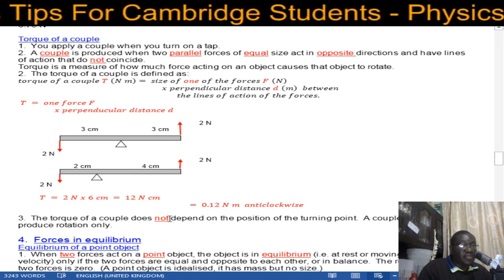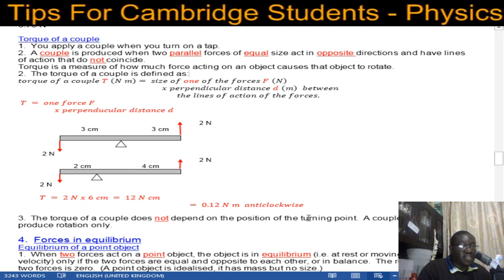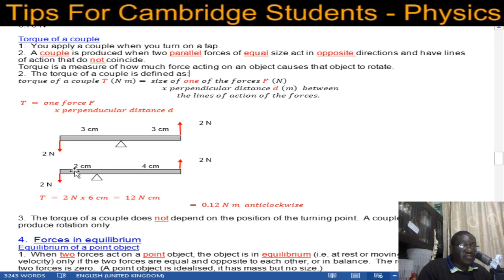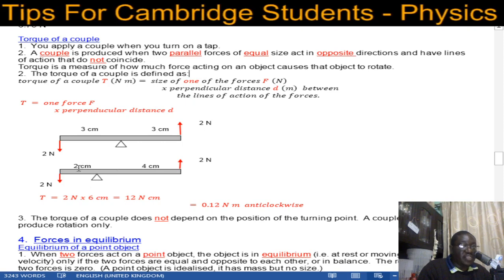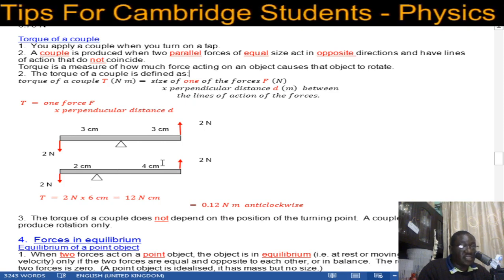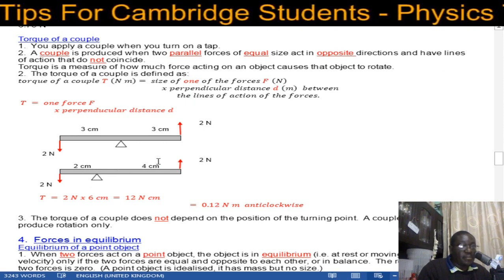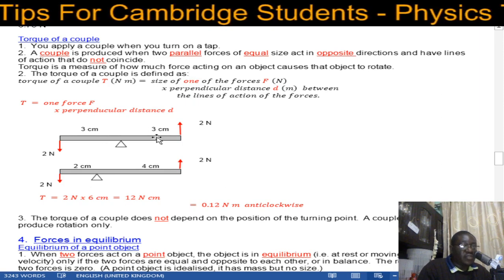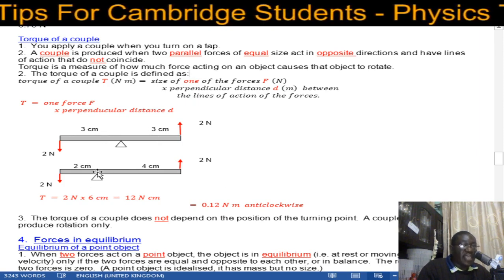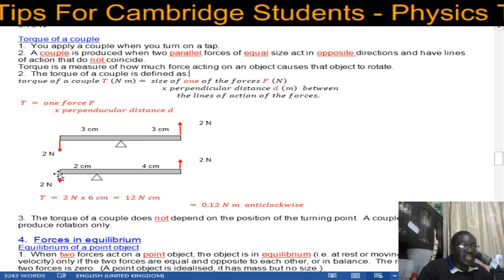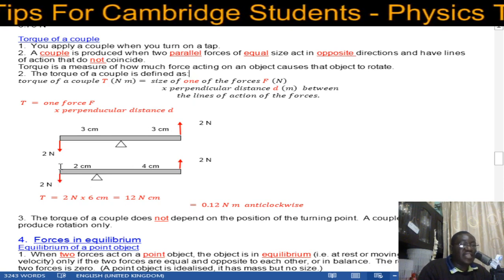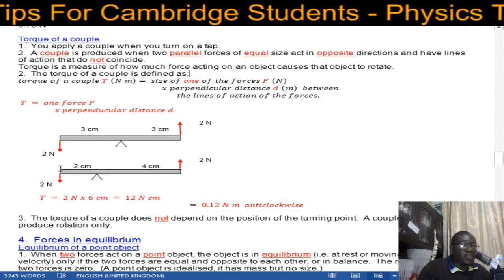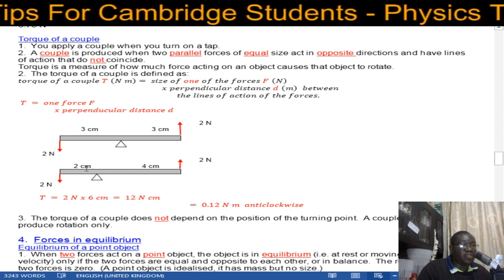A torque of a couple does not depend on the position of the turning point. So as you can see from here, it's still a couple. So it's a couple whether this distance is less than this distance, it's still a couple. Whether this is equal, it's still a couple. But the lines of action must not coincide. Like I'm saying, if we have the 2 Newton force upwards on the same point here, it doesn't become a couple. So the two lines of force must not coincide.